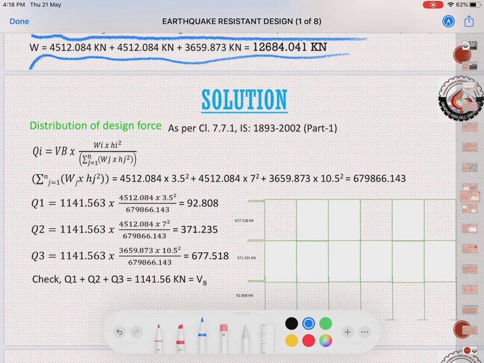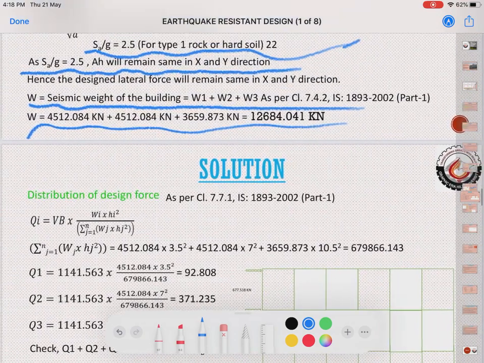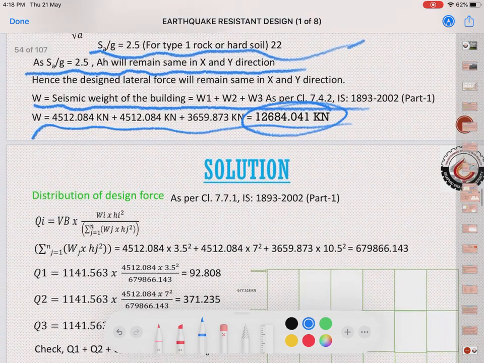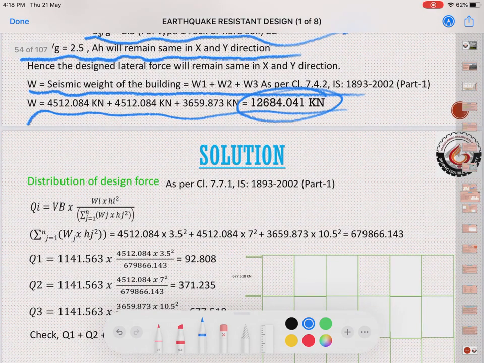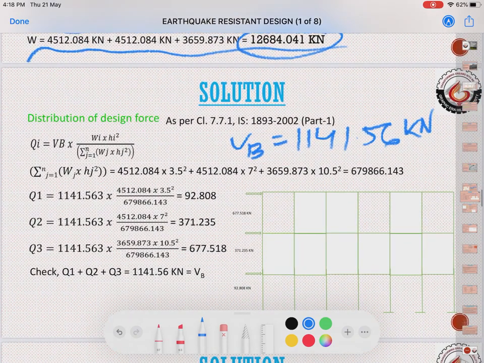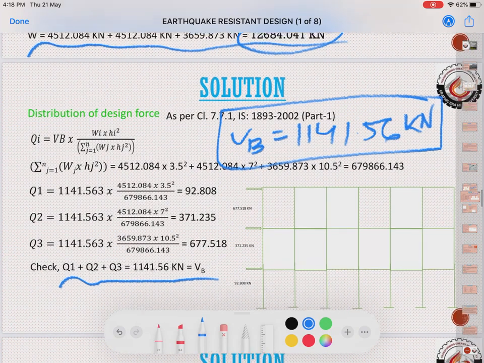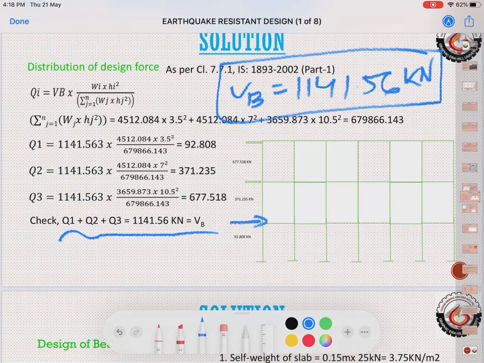All right. Now comes actually how to distribute the entire base shear. Base shear can be multiplied. When you multiply W by H, we will get this base shear, and base shear is obtained as VB is equal to 1141.56 kilonewton. Okay, so this is what base shear is given.